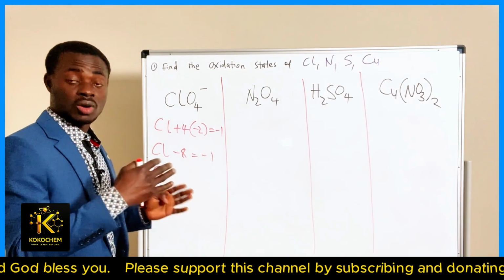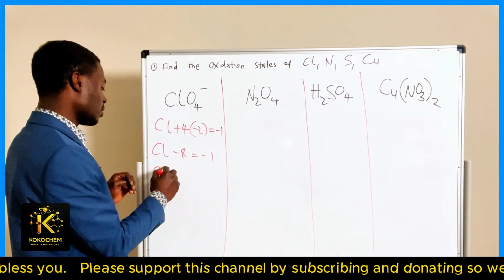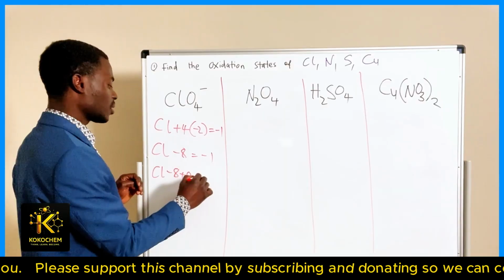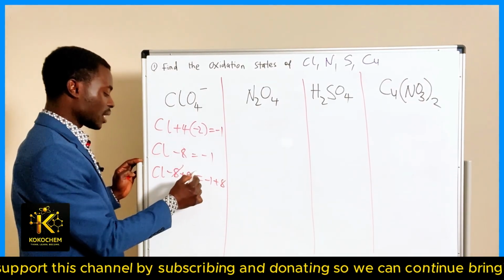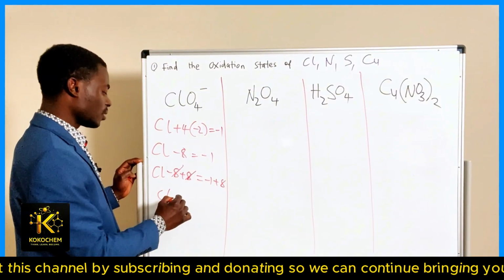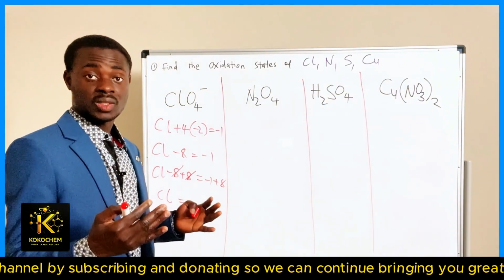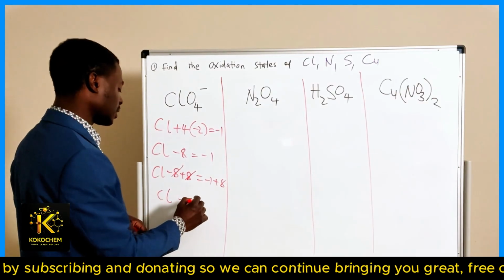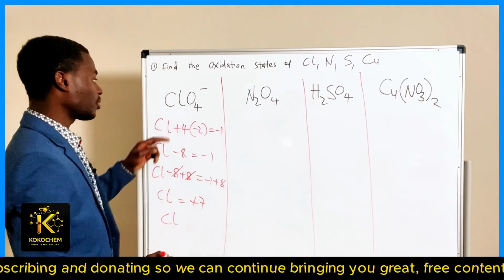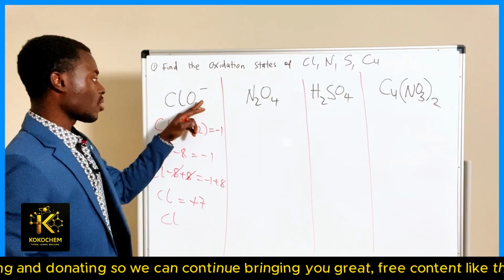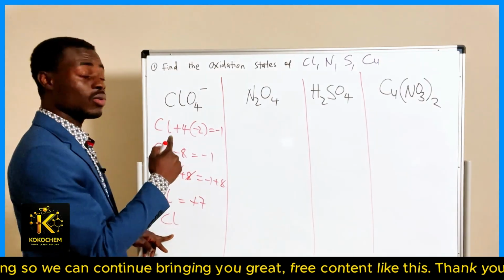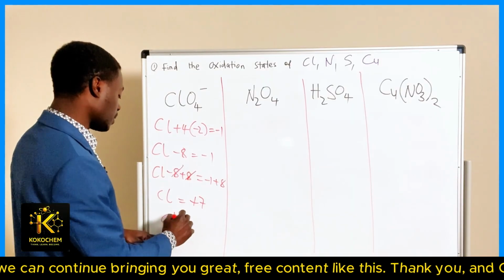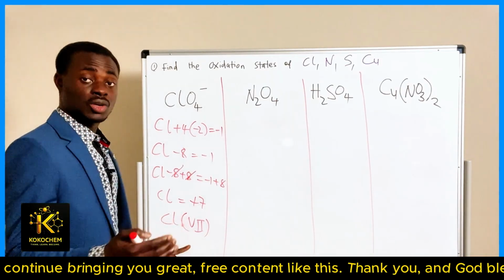Cl, add 8 on both sides. So it's going to be Cl minus 8 plus 8 equal to minus 1 plus 8. Minus 8 cancels out 8. So you have Cl equal to minus 1 plus 8, which will give you plus 7. So the oxidation state for chlorine in the ClO₄⁻ compound is going to be plus 7.